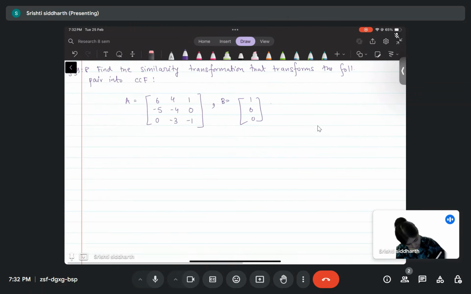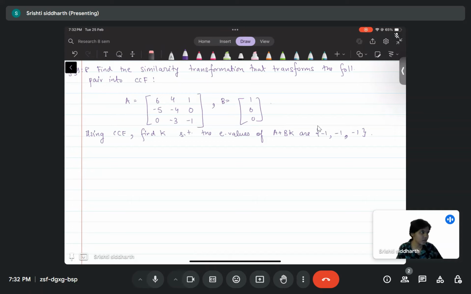The system is in the controllable canonical form. Find the gain matrix K such that the eigenvalues of A plus BK are located at minus 1, minus 1, minus 1. We want 3 repeated eigenvalues at minus 1. Okay.